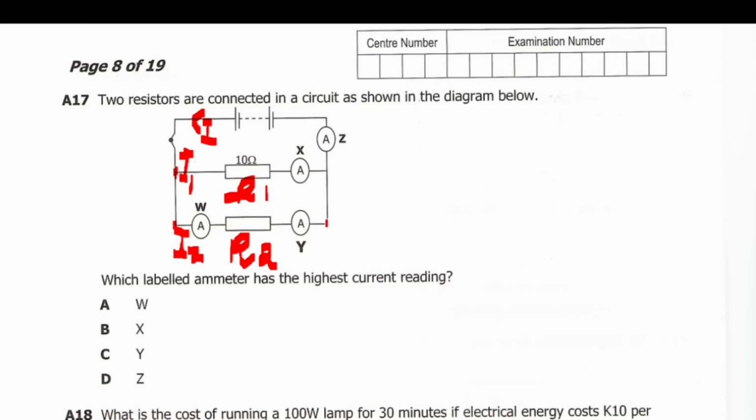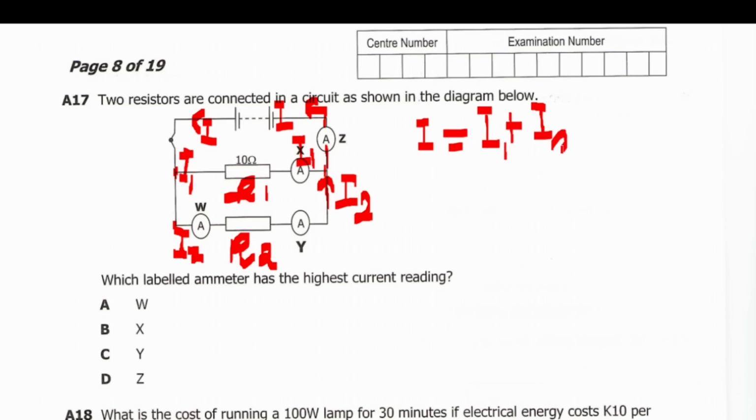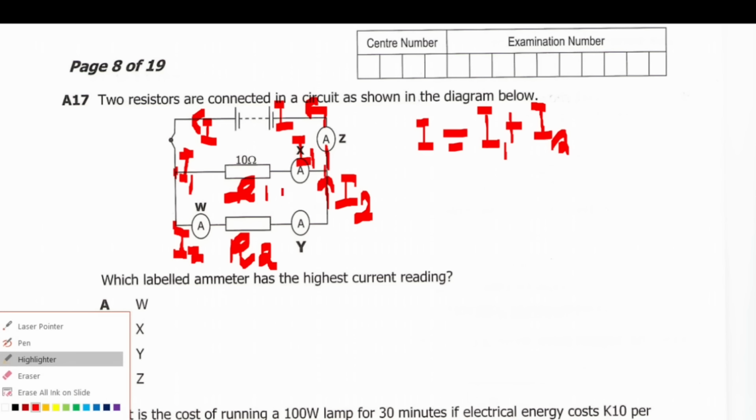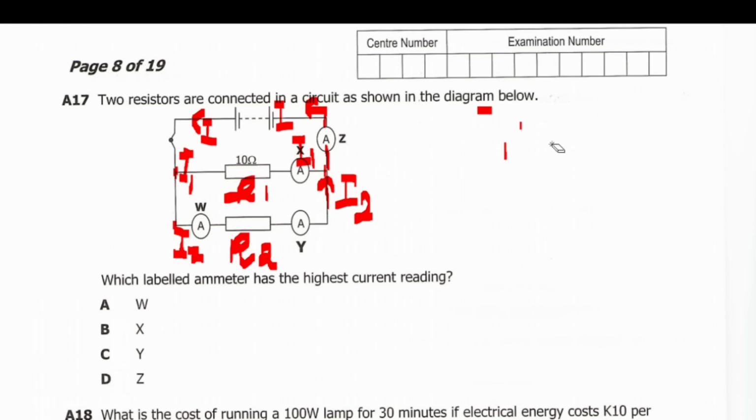So this current I2 passes like this and comes back here, and this one also comes back here as I1. And when they reach here again, they join. And what will pass here, going this way, will be current I again. Which means that current I is equal to I1 plus I2. Now, ammeter Z is reading I. Current I is the one which passes here. So ammeter Z is the one which will read the highest current reading.